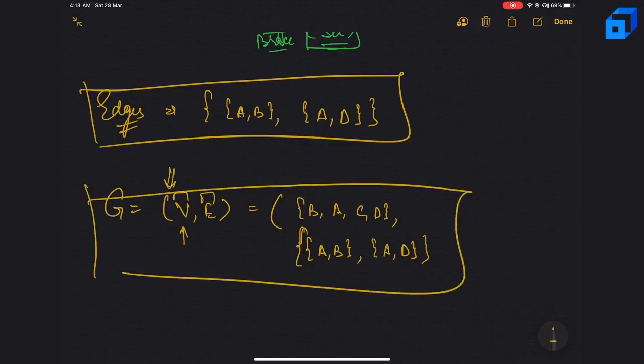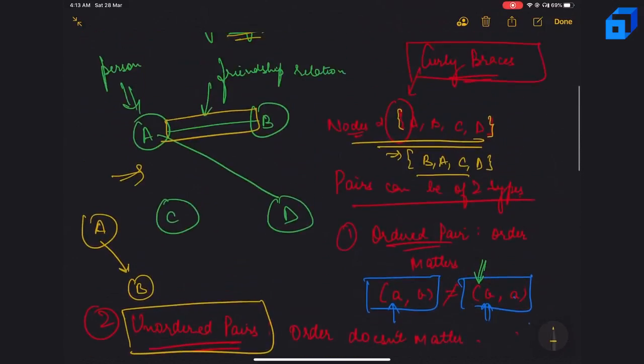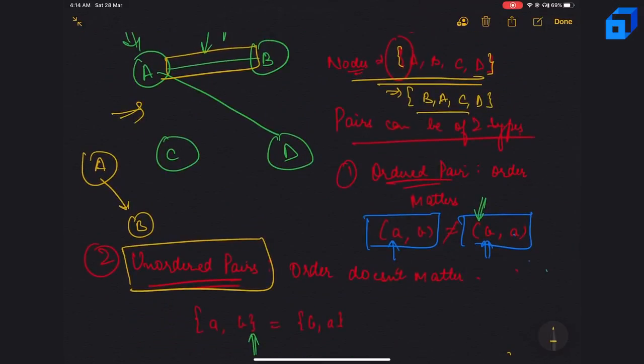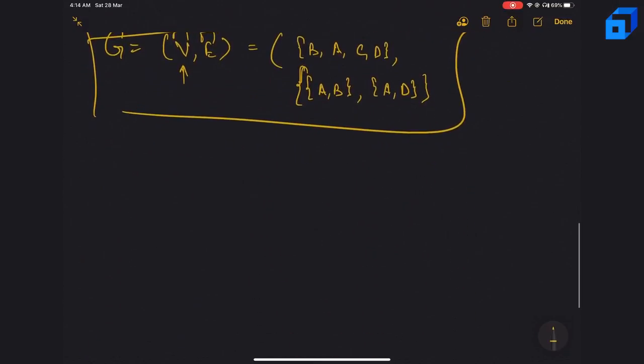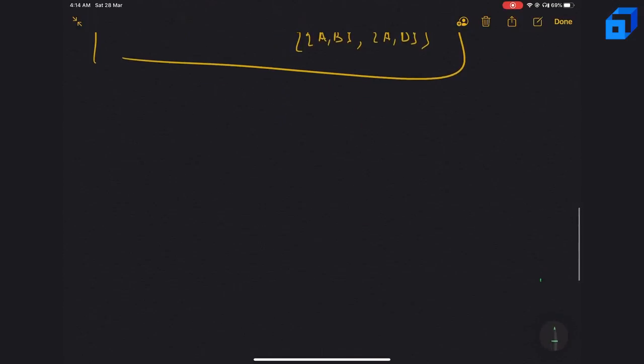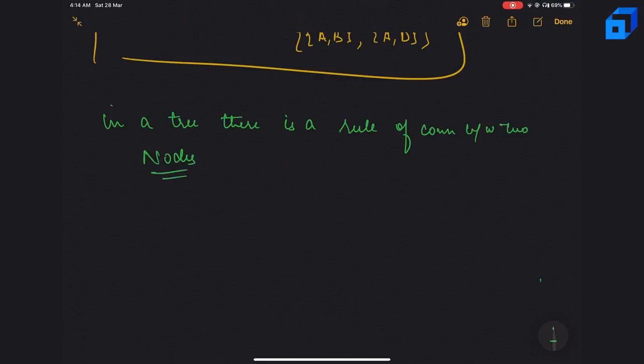The graph data structure looks very similar to the tree data structure that you might have seen before. But there are some differences between a tree and a graph. Let us spend some moments discussing those. In a tree, there is a rule of connection between two nodes. For example, in a tree, we remember there is an edge from parent to child, and there is only one incoming edge to a child.